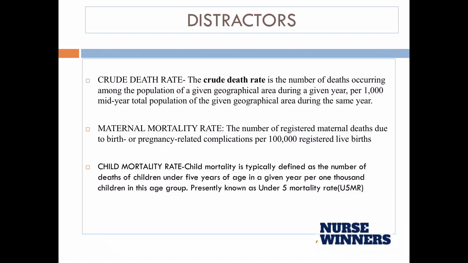Maternal mortality rate. It's the number of registered maternal deaths due to birth or pregnancy related complications per 1 lakh registered live births. Child mortality rate. Child mortality rate is typically defined as the number of deaths of children under 5 years of age in a given year per 1000 children in this age group. Presently, it is known as under 5 mortality rate or U5MR. The term child mortality rate is not presently used.